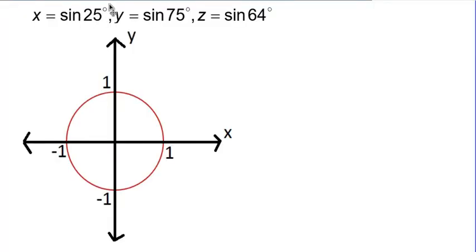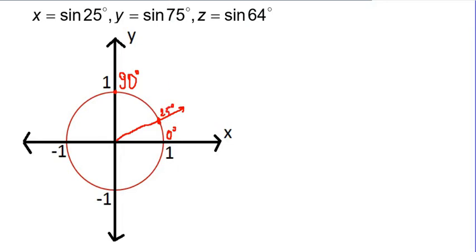So x is equal to sine of 25 degrees. Let me just try to construct the 25 degrees. In degrees, this is 0 degrees, and from this point all the way up to this point it is 90 degrees, right? So I can say the 25 degrees is just right about here. Let's say that this point represents 25 degrees, so I can draw this line and the intersection point for 25 degrees.